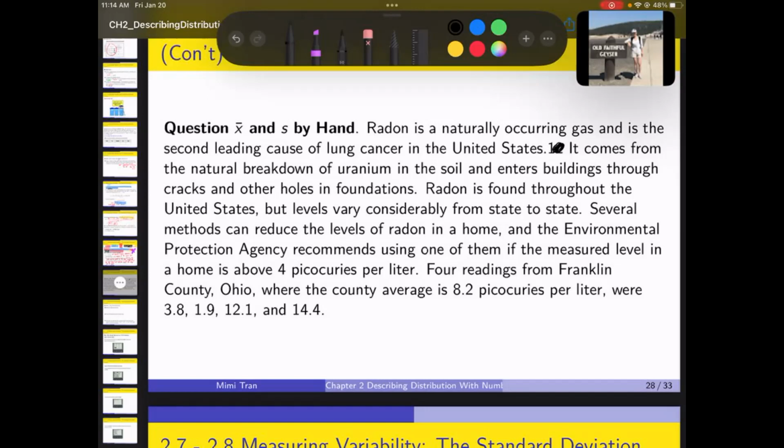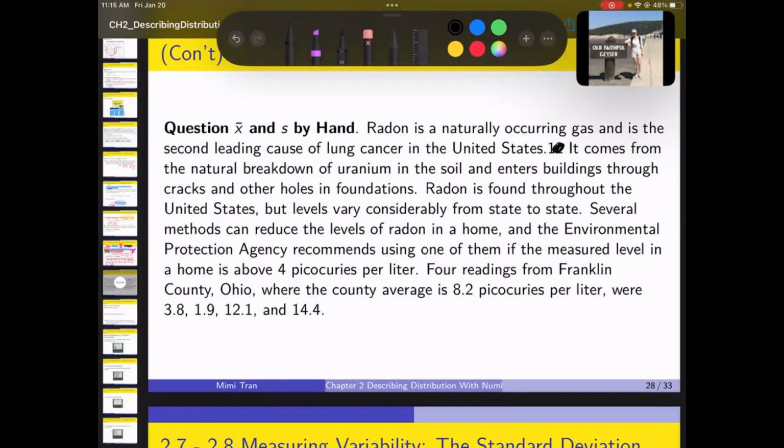Protection Agency recommends using one of the methods if the measured level in a home is above 4 picocuries per liter. I have no idea what that is, but that's okay. This is just the unit, right? It's just unit. We don't have to worry about that.